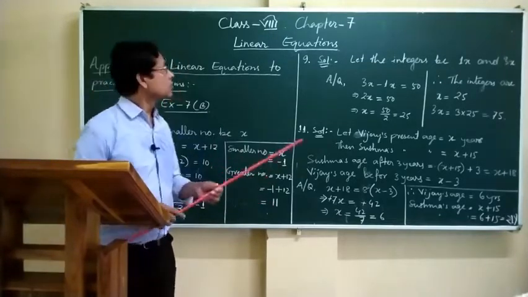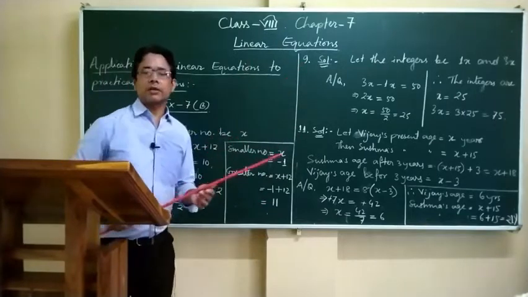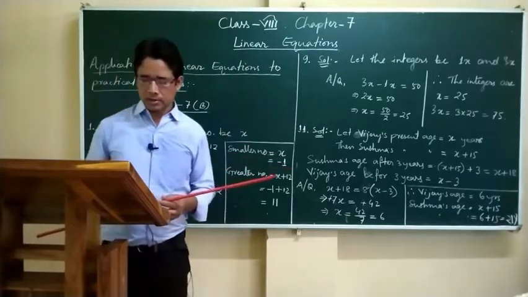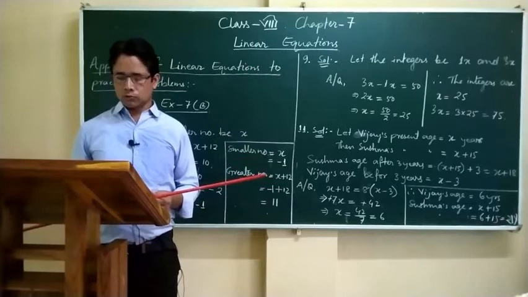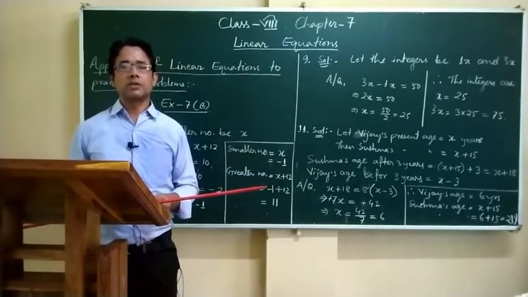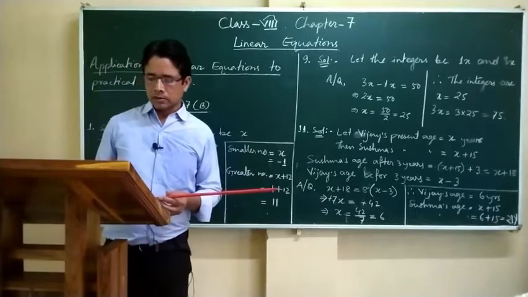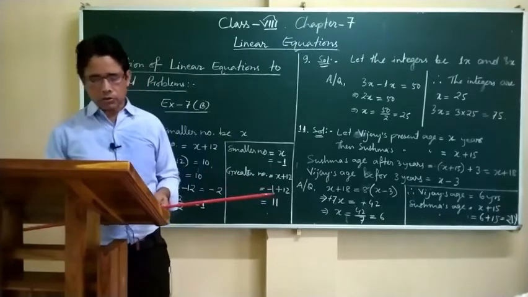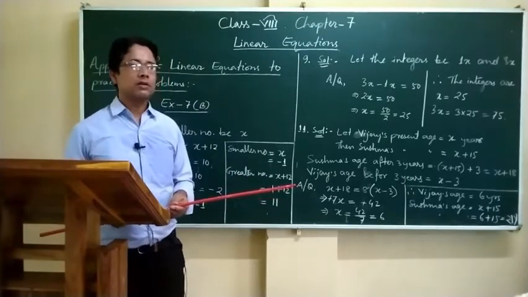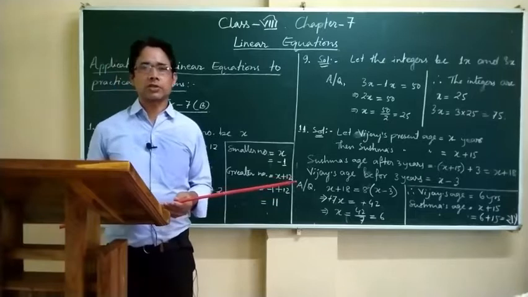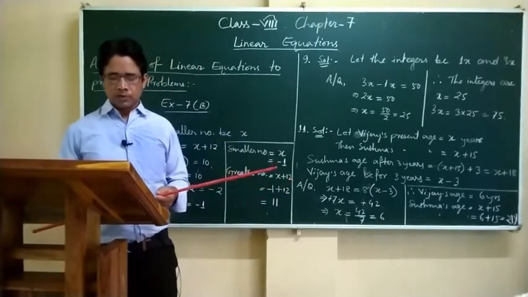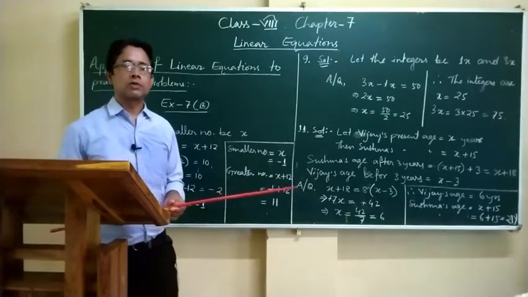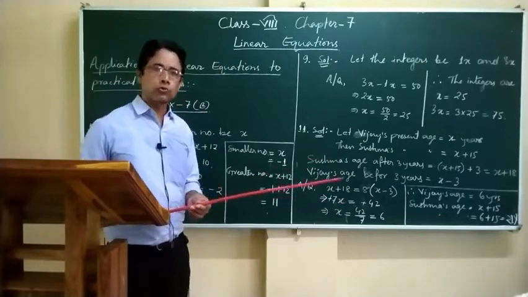The next is question number 9 from the same exercise, that is exercise 7b. The question is, the difference between two positive integers is 50. So try to understand the question first. The difference between two positive integers is 50, and the ratio of these integers is 1 to 3. It is in the form of ratio 1 to 3. Find these integers. Now we have to find out the integers which are in the ratio of 1 to 3.